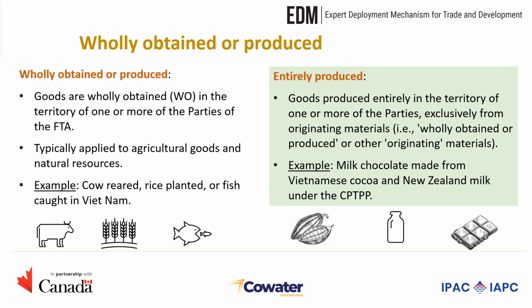Similar to wholly obtained is entirely produced, which is normally applied to produced goods, manufactured goods. This rule requires that goods must be produced entirely in the territory of one or more of the parties to the FTA and using exclusively originating material. For example, milk chocolate made from Vietnamese cocoa and New Zealand milk shall be considered as entirely produced under the CPTPP.